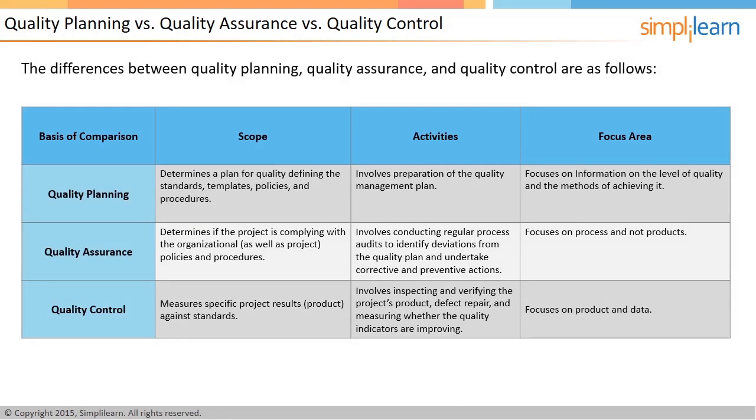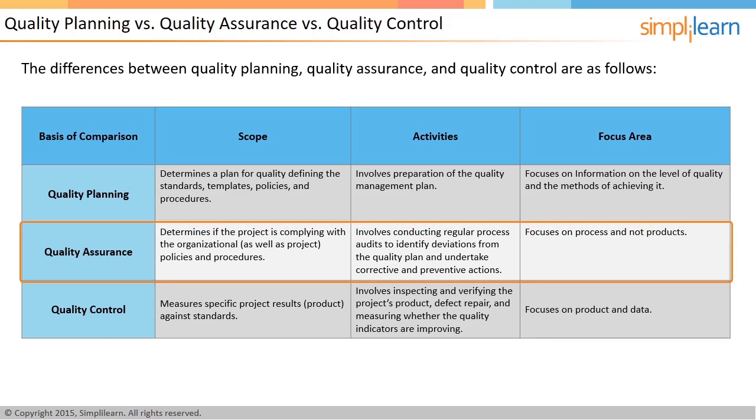It is important to understand the different kinds of activities that come under quality planning, quality assurance, and quality control. Once the quality planning is done, the quality management plan is ready. This quality management plan has standards, templates, policies, and procedures to be followed in the project. It contains information on the level of quality being aimed and the plan to achieve that level.